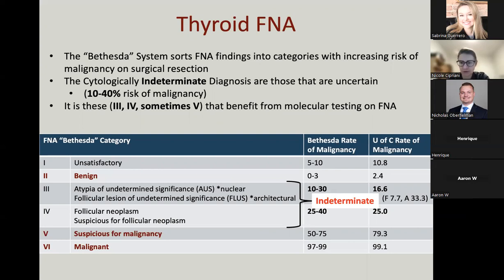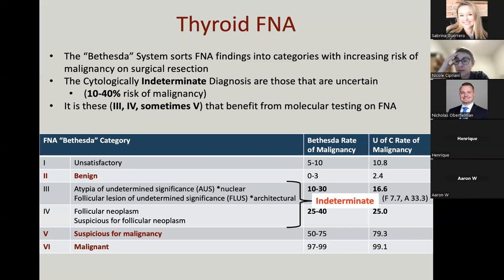And I'll show you examples of those. So we report verbal, like word diagnoses: benign, AUS, FLUS. But for the Bethesda categories, some institutions also tack on the number. So like 1, 2, 3, 4, 5, 6, 1 being unsatisfactory, repeat biopsy, 2 being benign, essentially 3 and 4 being indeterminate, 5 being suspicious, and 6 just being flat out malignant.